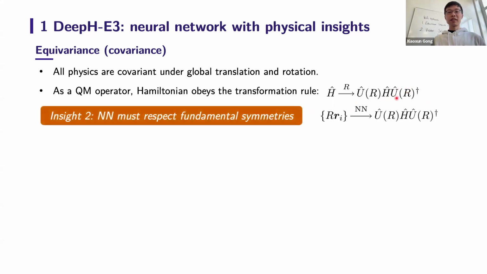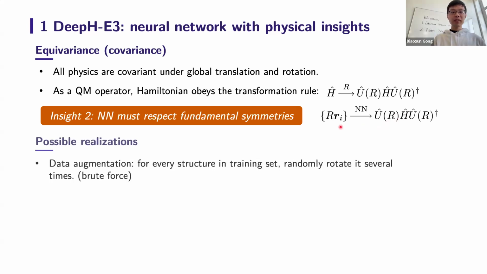which is displayed like this. And so our next insight is that our neural network must respect fundamental symmetries of the physical laws. That is to say, if we give the neural network a rotated structure, the neural network must also output a rotated Hamiltonian as well. And there are also, of course, different possible realizations of this constraint. So the most brute force method is data augmentation. For every structure in the training set, we can randomly rotate it several times, and then let the neural network learn the covariant rule by itself.